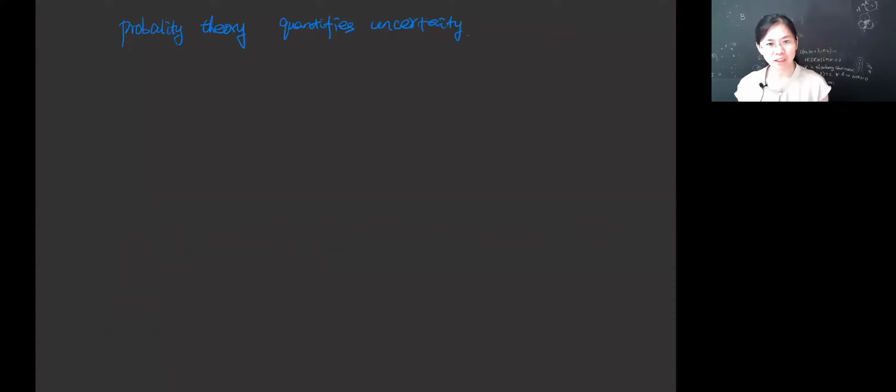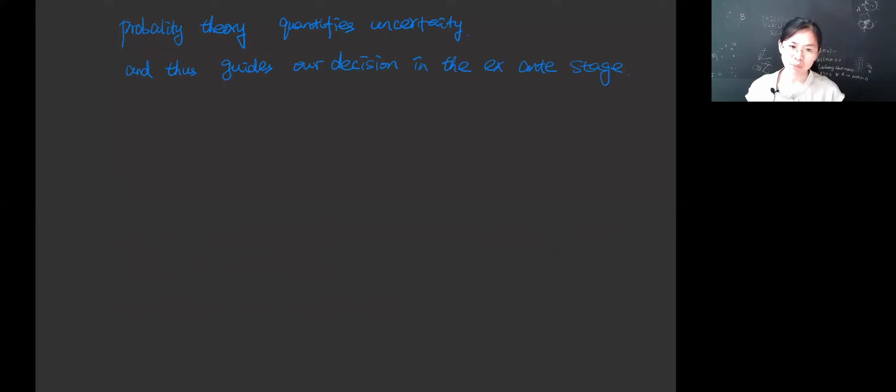So probability theory is a tool that helps us to answer these questions in the ex ante stage. Probability theory quantifies uncertainty, and by quantifying the uncertainty, it helps to guide our decision in the ex ante stage. Now, let's consider two examples where probability theory might help you to make a decision.